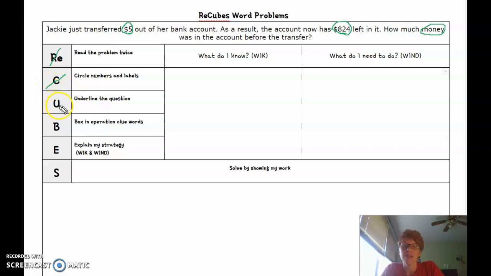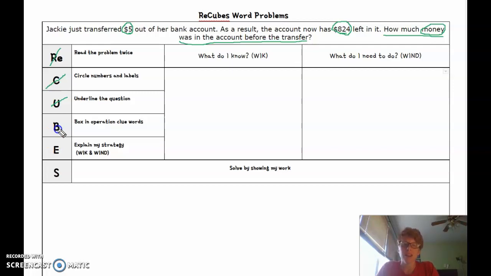So now we need to underline the question. What is our goal? What are we supposed to do in this word problem? We need to figure out how much money was in the account before the transfer. And most of the time, the question you underline is going to be the last sentence in the word problem. So that's going to be our goal, to figure out how much money was in the account before she took some money out.